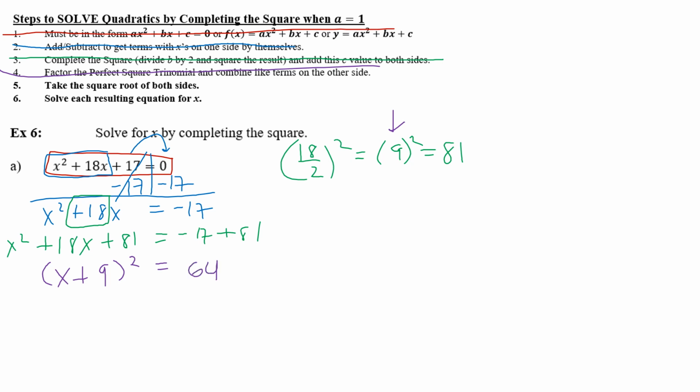Okay, moving on to step 5, which is a new step. Step 5 says to take the square root of both sides. Now, we haven't seen that yet, but when something is raised to the second power, the way we undo it is by taking the square root. So let's say, I'm just going to call this scratch work. This is not part of the problem. I just want to show you guys something.